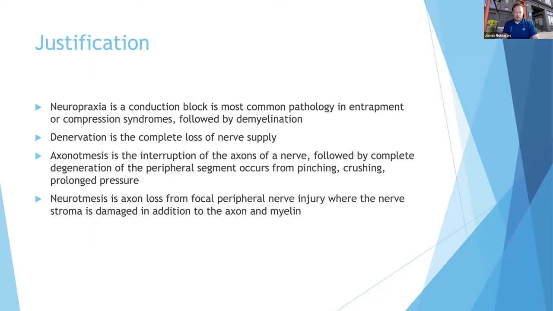Axonotmesis is an interruption of the axons of the nerve, followed by complete degeneration of the peripheral segment. That usually occurs in pinching, crush injuries or prolonged pressure. And neurotmesis is an axonal loss from focal peripheral nerve injury where the nerve stroma is damaged in addition to the axon and the myelin.